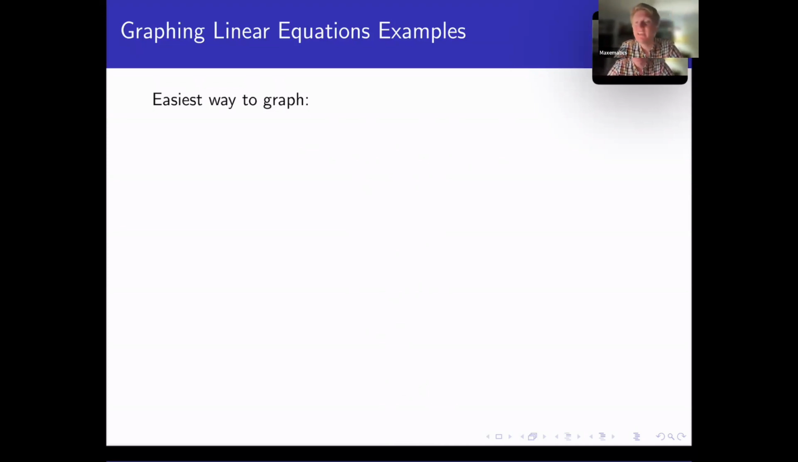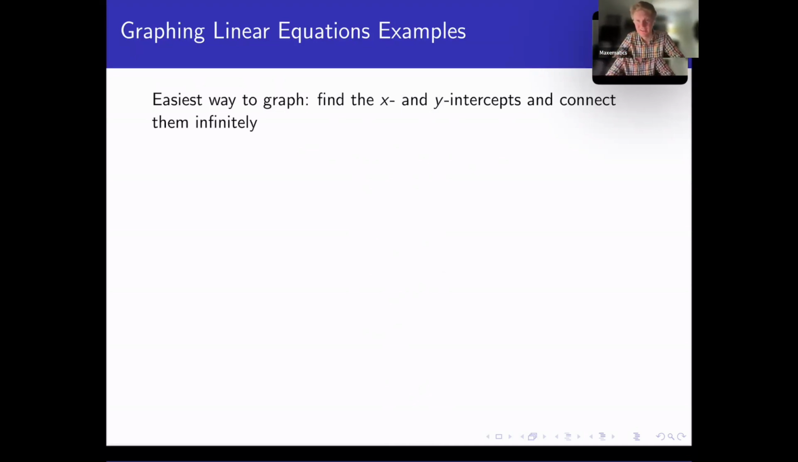Okay, so now that we have slope-intercept form, we actually can now graph lines in a slightly easier way. The easiest way to graph is to find the x and y intercepts of whatever your line is and connect them infinitely. That's the easiest way to graph lines.